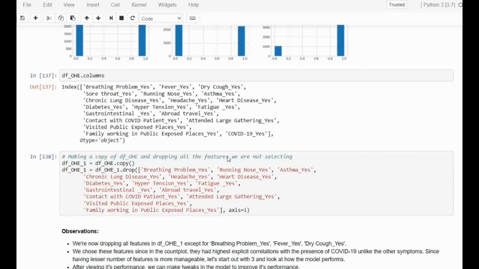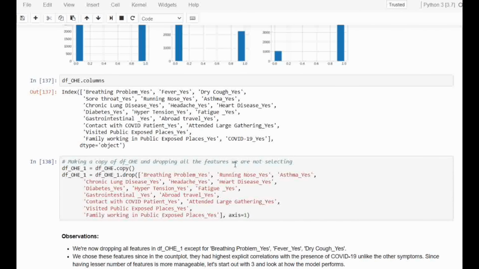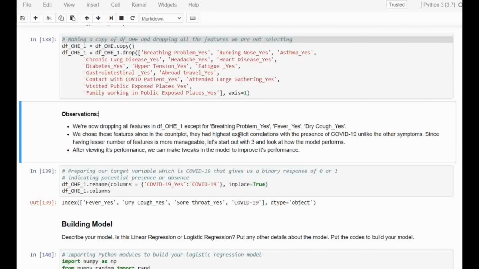And we look at all our columns, and then we drop all the features that we're not selecting. So now the features that we are selecting are breathing problem, fever, and dry cough.